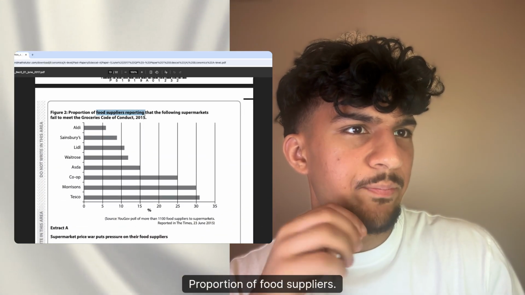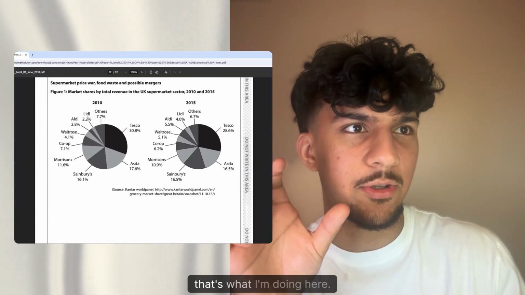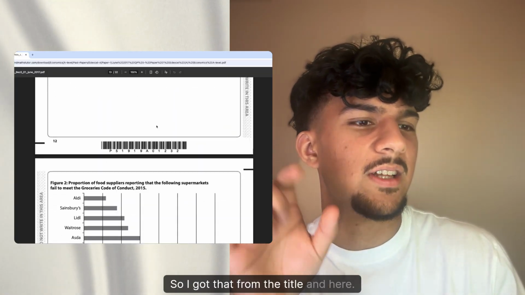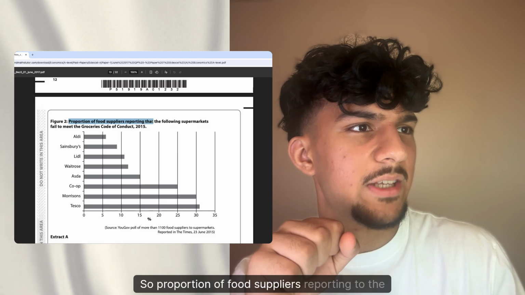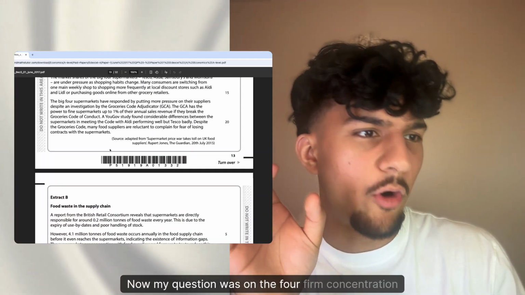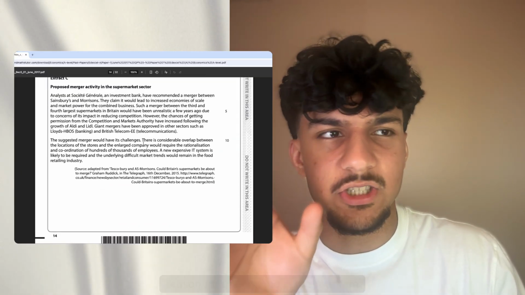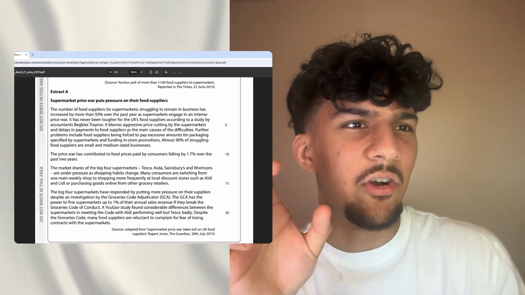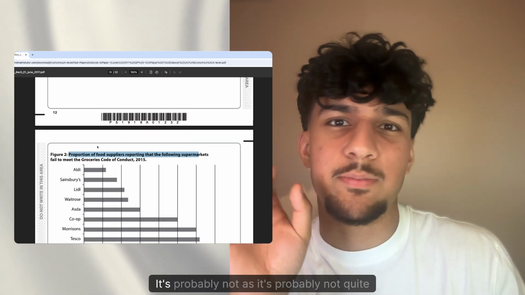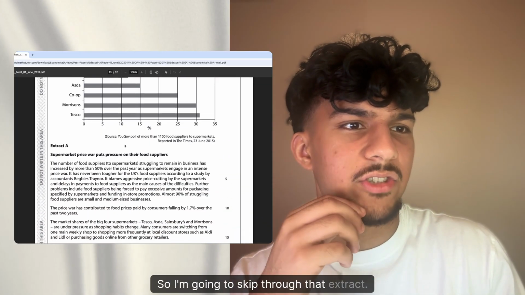Proportion of food suppliers. Now, a massive tip with extracts is read the titles, and that's what I'm doing here. So I got that from the title and here. Proportion of food suppliers reporting to the following supermarkets. Now, my question was on the 4-firm concentration ratio and a reason for the change in it. That means reading the title of that extract, it's probably not quite relevant to the answer I need. So I'm going to skip through that extract.